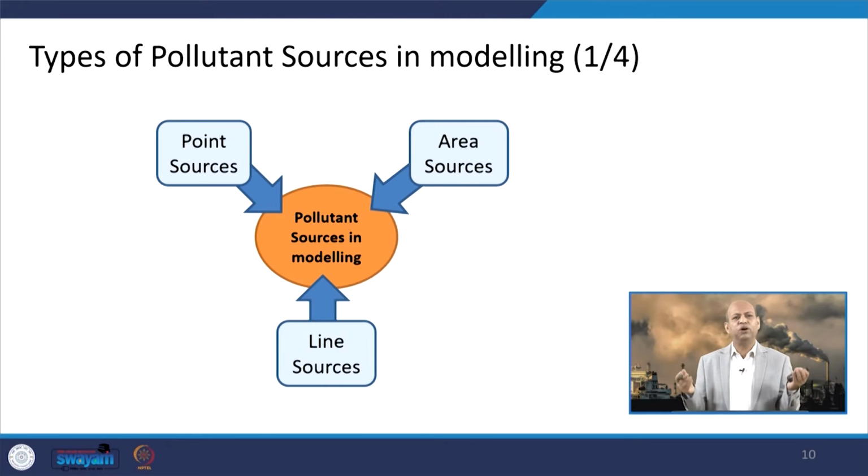So, if you know how to model point source atmospheric dispersion modeling, then you can easily extend that particular technique to derive line source modeling or area source modeling. Although there are some empirical formulas also for line source, area source, etc. We will see what are those different techniques.